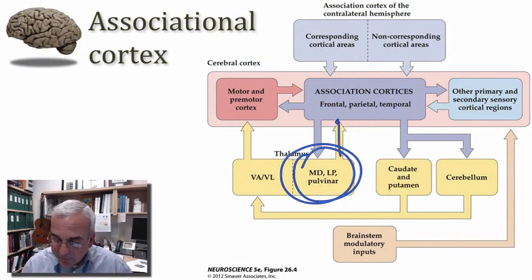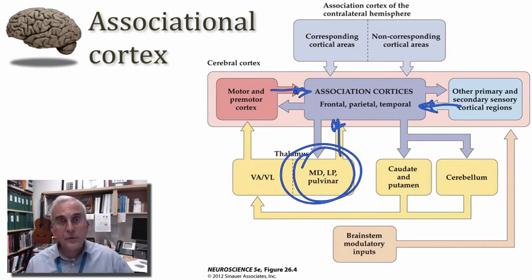So the thalamus is providing input to the associational cortex, but we imagine that it is consistent with input from other divisions of the cerebral cortex. And it's these other divisions that are principally driving the computations that are being performed in these associational networks.